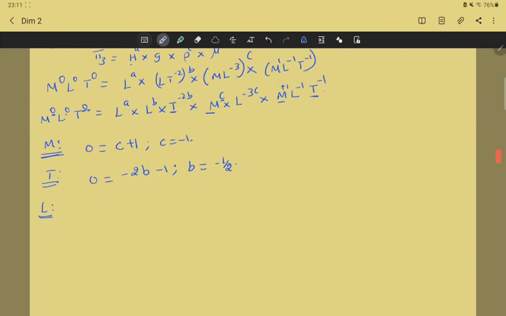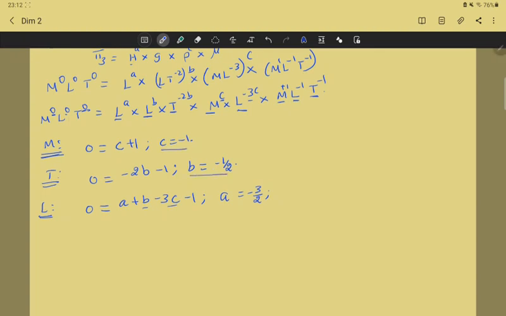Now let us look at the l term. What is the power of l? 0 equals, how many l terms are there? 1, 2, 3, 4 l terms are there. So it would be a plus b minus 3c minus 1. We already know the values for c and b. If we substitute them and rearrange the equation, we get the value of a to be -3 divided by 2.